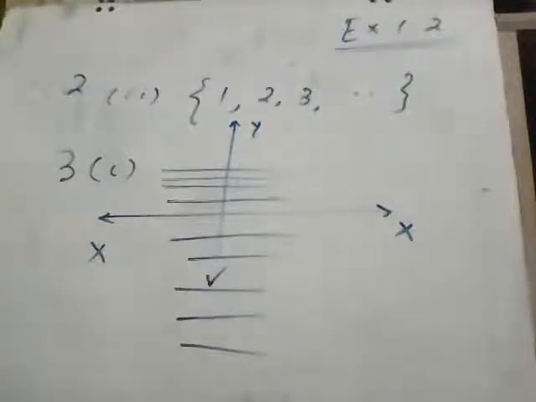Then proceed to question number 3, second bit. The set of letters in the English alphabet. It is very much clear to you all. There are 26 letters in English. So it is a finite set. A, B, C, D, and so on.